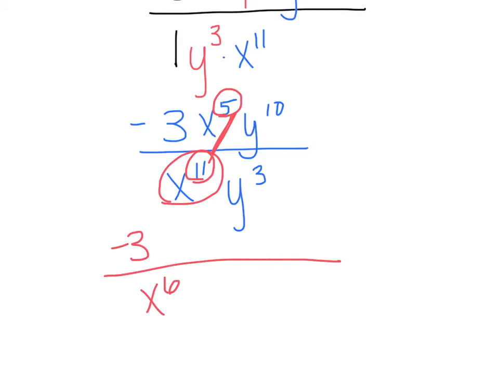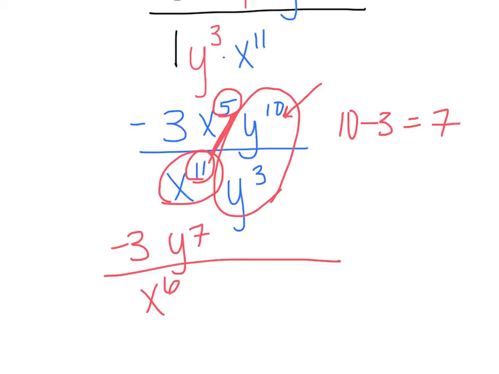Okay? Same thing with the y to the 10th and the y to the 3rd. You're still going to subtract 10 minus 3 to get a positive number of 7, and it's going to stay in the top because y to the 10th was bigger. So this is your final answer.